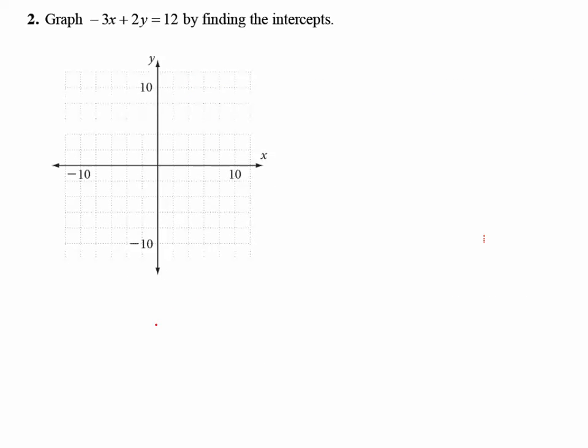All right, if I want to show you all the details. So you guys, number 2, try this. Negative 3x plus 2y is equal to 12. And again, not going to spend much time on this section because we've been doing it already anyways.